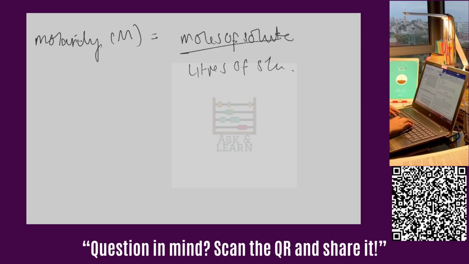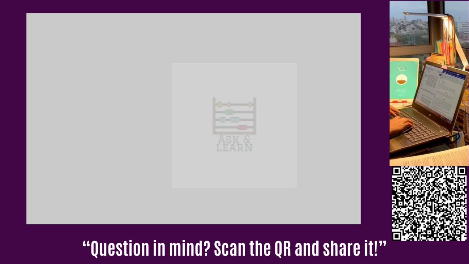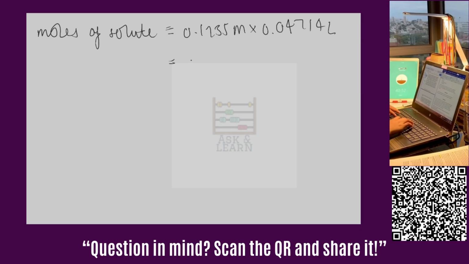So here we have a series of numbers and a given situation all to do with our chemicals. So the first thing that we're calculating is our moles of our solute. So we have rearranged that previous equation, as you can tell, and our moles of solute is equal to 0.1235 multiplied by 0.04714 litres. That is equal to 0.00582 moles. So the moles of sodium hydroxide are equal to the combined moles of hydrogen bromide and hydrogen chloride.